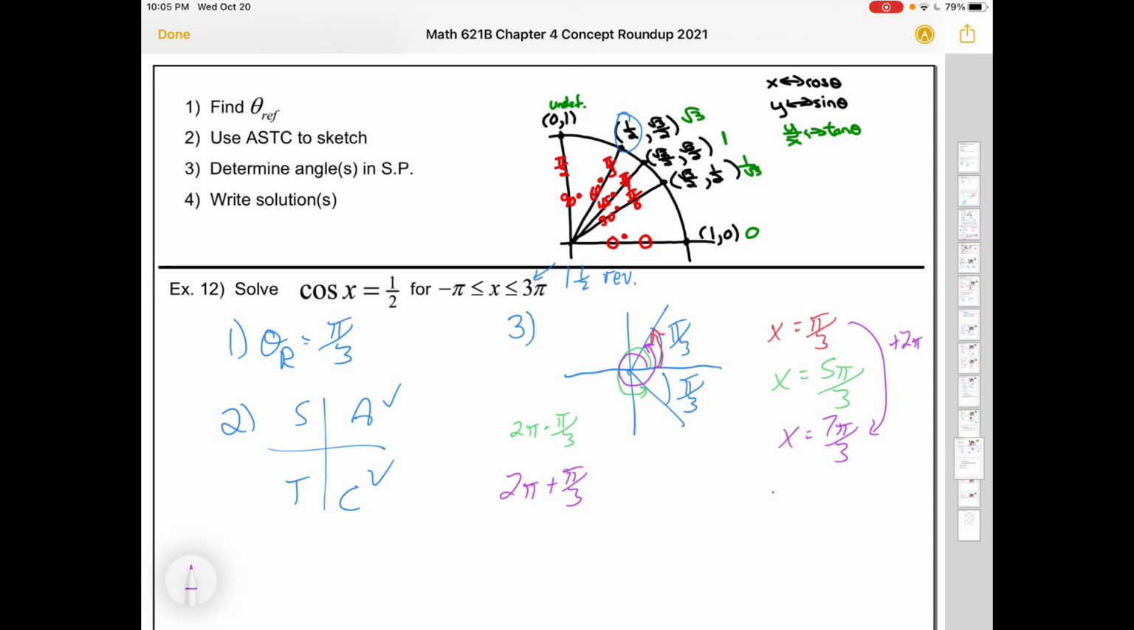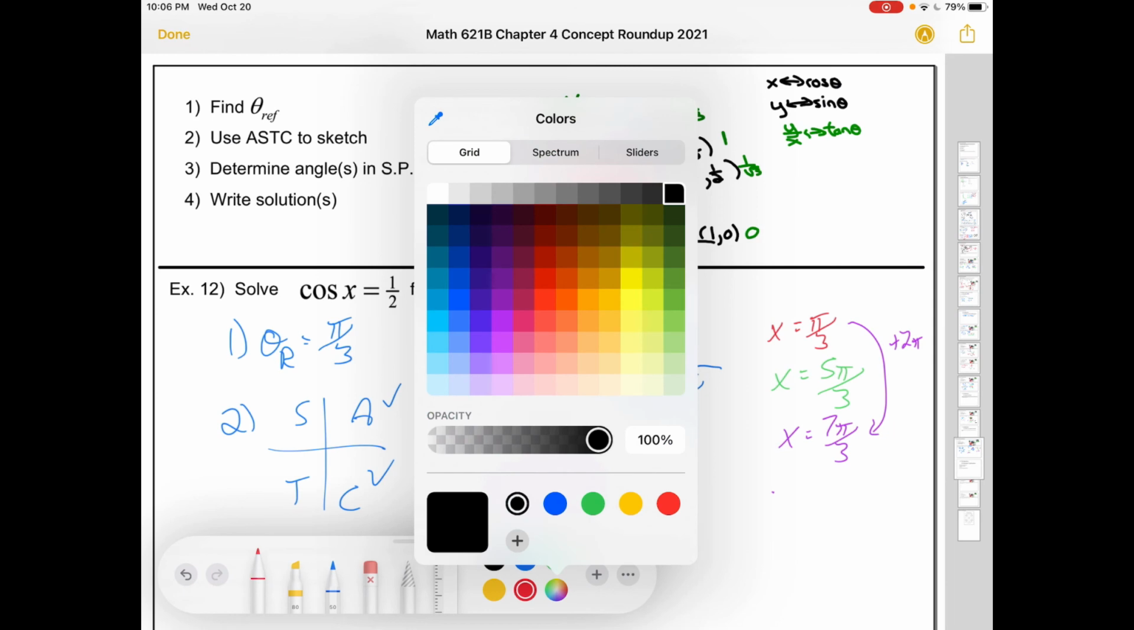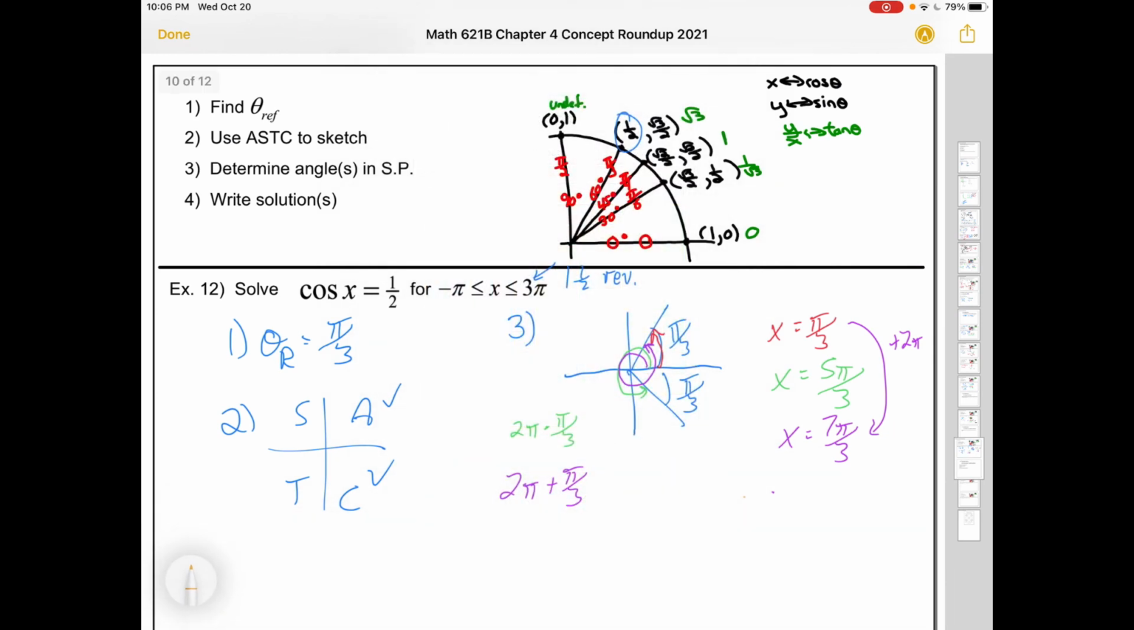What about if we go in the negative direction? Are we going to run into any solutions? Let's grab, I don't know, it's kind of a gross color. Let's use it anyways. We're going to run into that solution. That's negative pi over 3. And that is a coterminal buddy of the green one. It's really just subtracting 2 pi, subtracting a revolution.